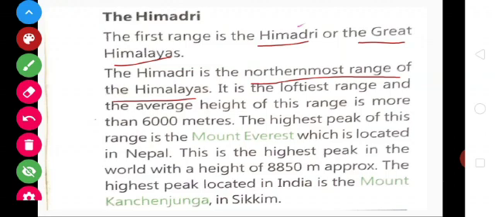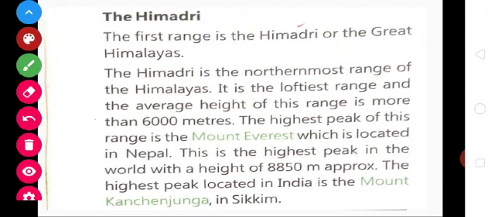It is the loftiest range and the average height of this range is more than 6,000 meters. The highest peak of this range is Mount Everest, which is located in Nepal, and this is the highest peak in the world with a height of approximately 8,850 meters. The highest peak located in India is Mount Kanchenjunga. It is in Sikkim. Yes, the Himadri range is the first range in the Himalayas.